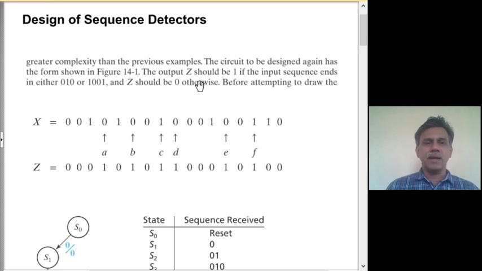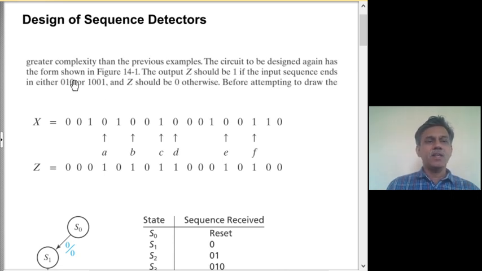To recollect and understand it better, there is one input X and one output Z, and the output should normally be 0, but it should become 1 if it detects a pattern that is given to us. There could be just one pattern that the circuit can detect, but we will take a slightly more complex example where it looks for two different patterns. We have already looked at an example in an earlier lecture where a sequence 101 is detected by a circuit.